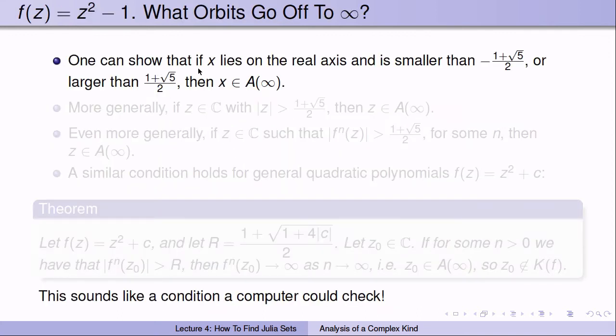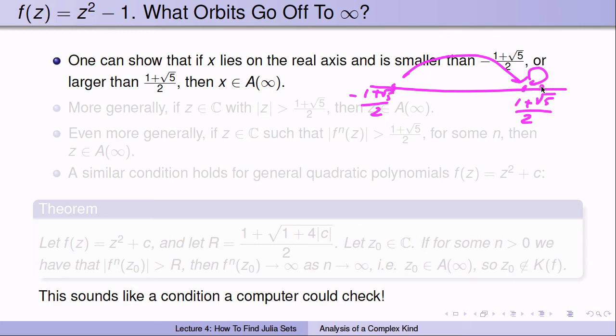One can actually show that if x is on the real axis and smaller than (-1 minus root 5) over 2, or bigger than (1 plus root 5) over 2, then it belongs to A of infinity. So that was our fixed point, (1 plus root 5) over 2, the point that was fixed under f, and here it's the negative. That is not a fixed point of f, but it's mapped onto the same point as (1 plus root 5) over 2, because when you square this number and then subtract 1, you're also mapped to this point. It is mapped here, and this point is mapped to itself.